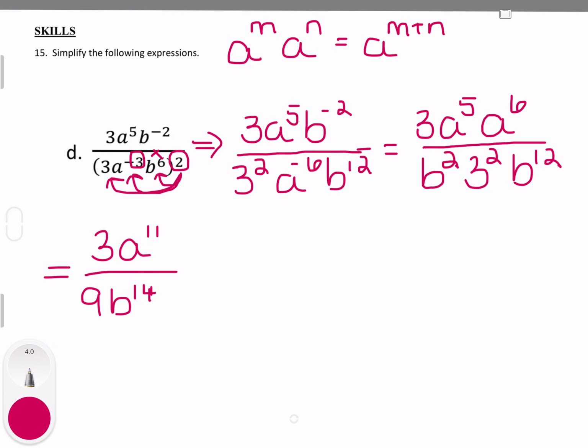Okay, and so we have 2 different bases with different exponents, so there's nothing more to simplify with our exponents, but we do have this 3 and this 9 that we can break down further. And so we're just going to simplify that as a to the 11th over 3 times b to the 14th. And then you're done.